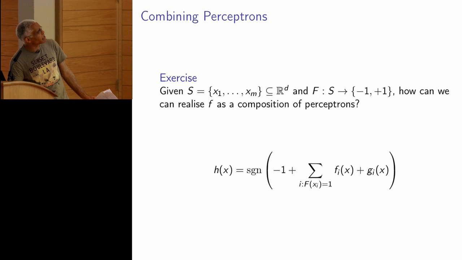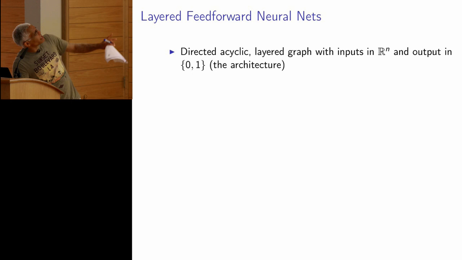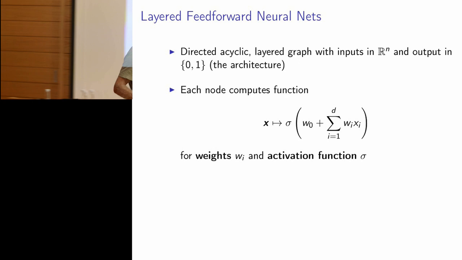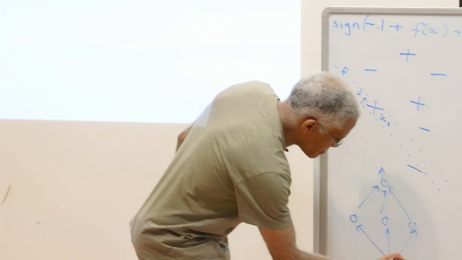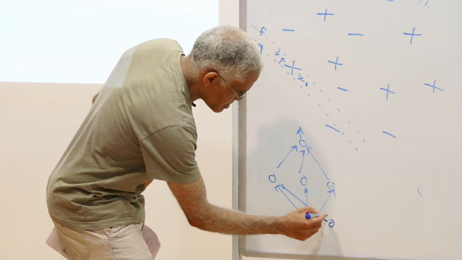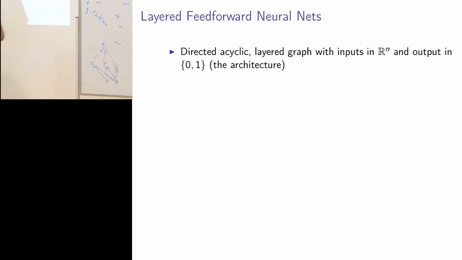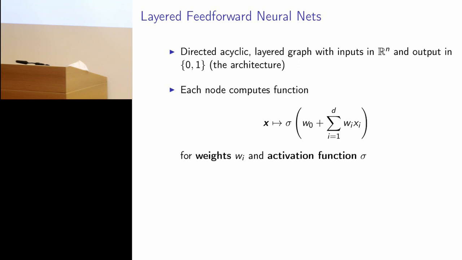one hidden layer. So more formally, what is a neural net? It's a directed acyclic layered graph with inputs in Rn and an output in {0, 1}. Here's the picture. There are some input nodes and some intermediate nodes. And each node in the net is computing a function. And this function is something like a linear classifier.